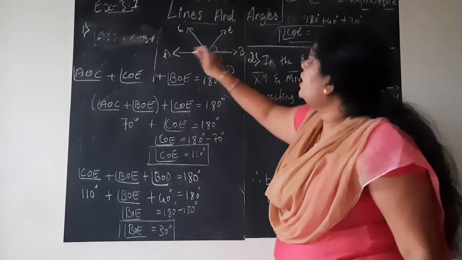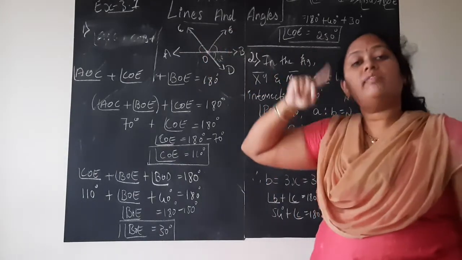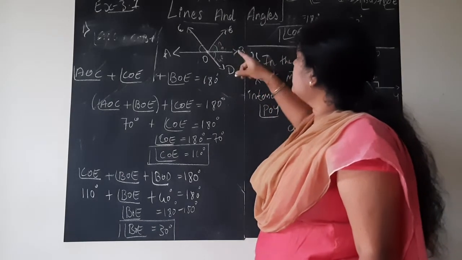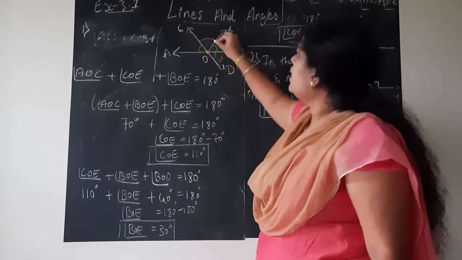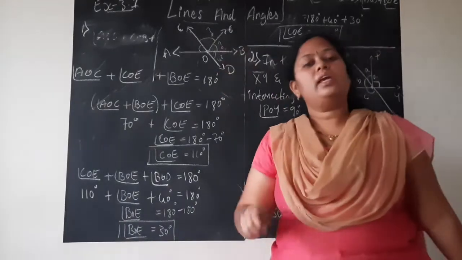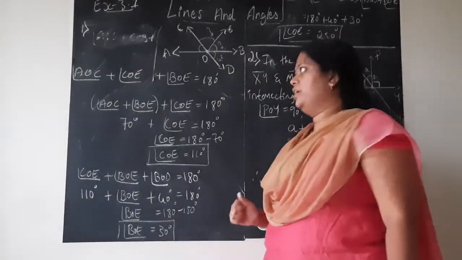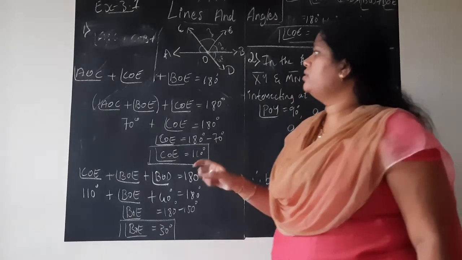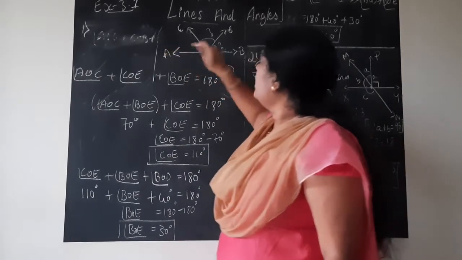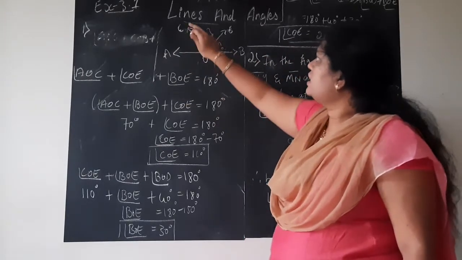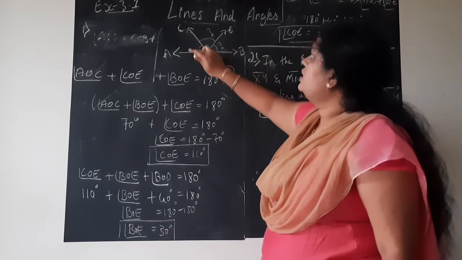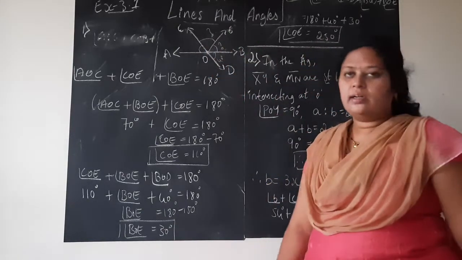The sum of AOC and BOE is given as 70 degrees. They are asking us to find this individual angle BOE and this angle COE. Yes, this reflex angle COE is what we need to find out. It is very simple, children. Now, if you look at the figure, angle AOC plus angle COE plus angle BOE forms the straight angle. Yes, no?